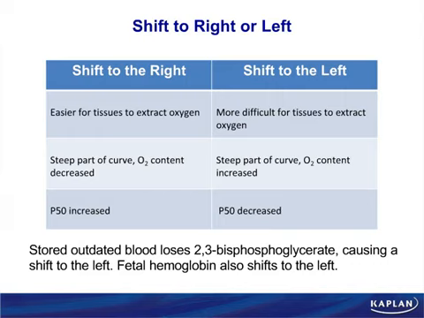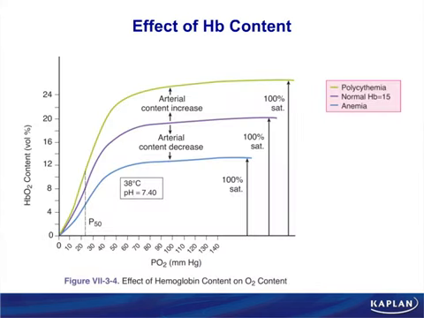That causes a left shift, lower P50. Blood doesn't want to give up the oxygen. Also, fetal hemoglobin causes a big shift to the left, much lower P50 than adult. All right, factors to look for on Step 1 related to oxygen transport will be the amount of hemoglobin.